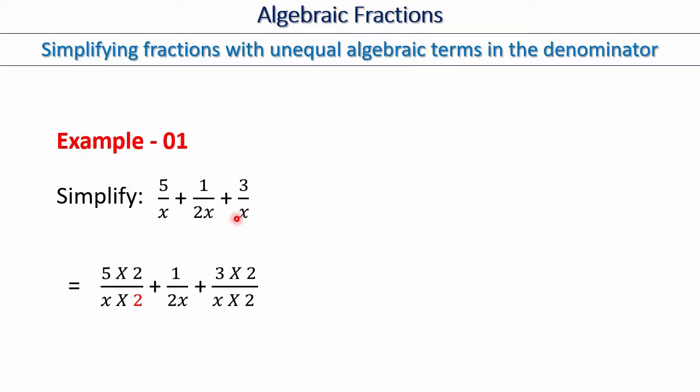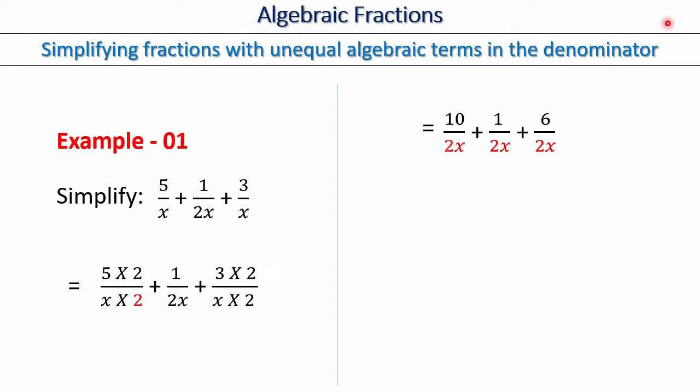x, 2x and x. First step, what we have to do, we have to equate. That means all these denominators should come same. That means this should come 2x and this one also 2x. To make 2x, I have to multiply by 2. The same operation I have to do here also. Similarly, this x I have multiplied by 2 and 3 also multiplied by 2. Then I am getting 2x as denominators.